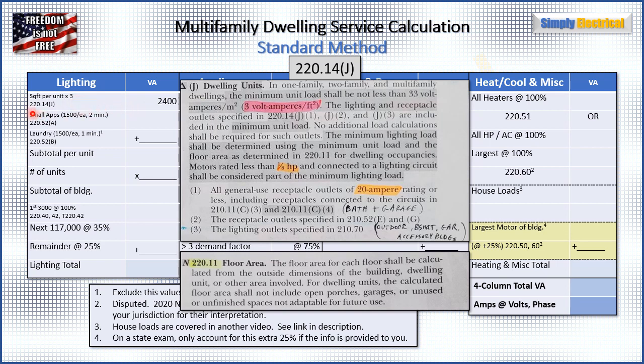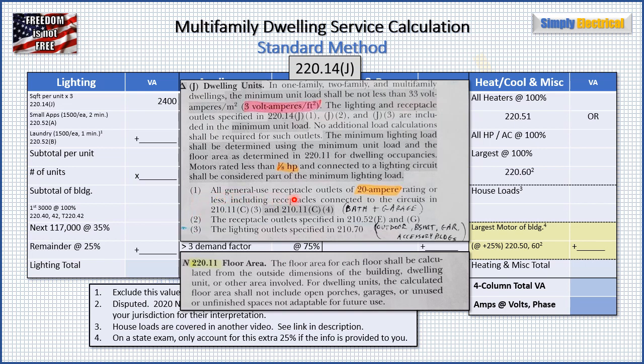Why do we do that? 220.14(J) tells us, under dwelling units, in one family, two family, and multifamily dwellings, the minimum unit load shall be not less than 3 volt amps per square foot. So 3 volt amps for every square foot. That's why you multiply by 3. The lighting and receptacle outlets specified in 220.14(J)(1), (2), and (3) are included in the minimum unit load. So this minimum unit load is what we're talking about here. And these are all included, 1, 2, and 3.